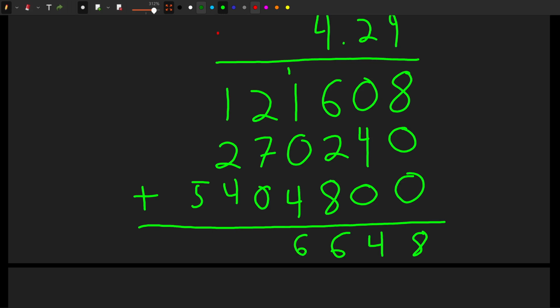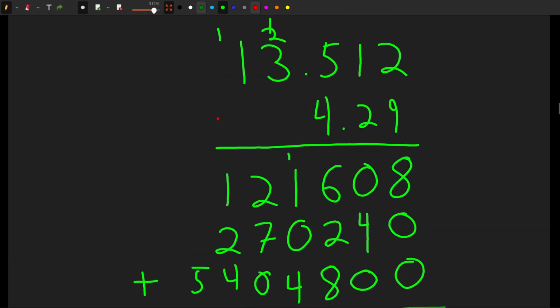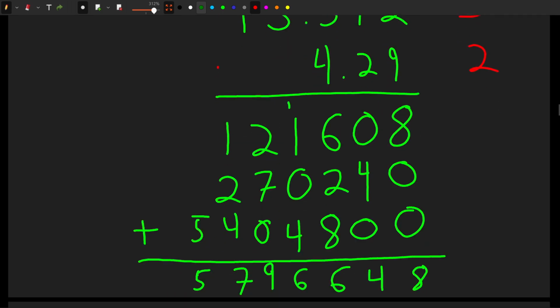2 plus 7 is 9. 9 plus 0 is still 9. 1 plus 2 is 3. Plus 4 more is 7. And I get 5 left over. Okay. And so now the last thing we have to do is take care of our decimal places. I have 3 in the top one, 2 in the bottom, for a total of 5.